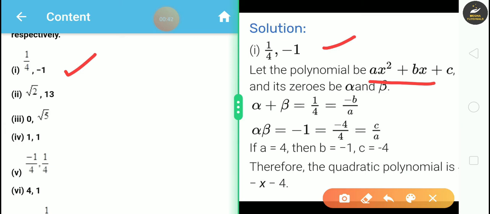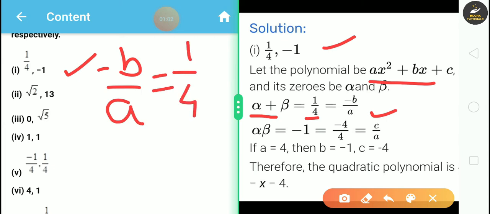Okay, so let's start. So we will find these values with the help of product of zeros and sum of zeros. So sum of zeros is given as alpha plus beta, which is minus b upon a, and alpha plus beta is given as 1 upon 4. So minus b upon a is equal to 1 upon 4. Okay, now product of zeros alpha into beta, which is c upon a.